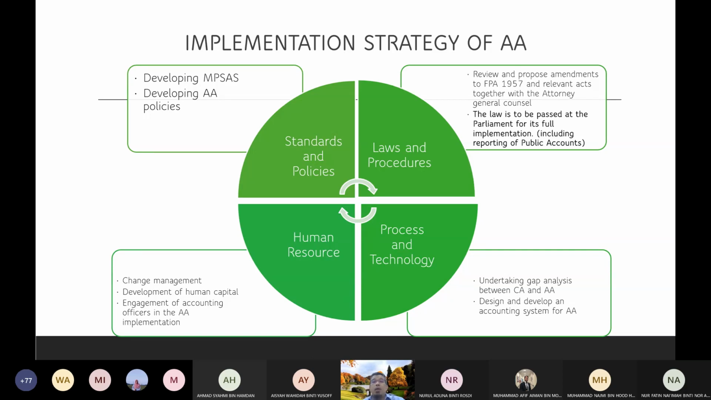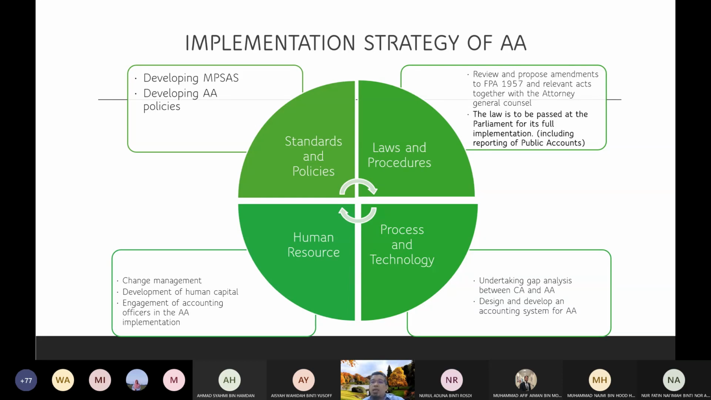With regards to human resource: change management, development of human capital, and engagement of accounting officers in accrual accounting implementation. In other words, they also need public sector accountants who have the competencies to handle accounts under an accrual accounting environment.